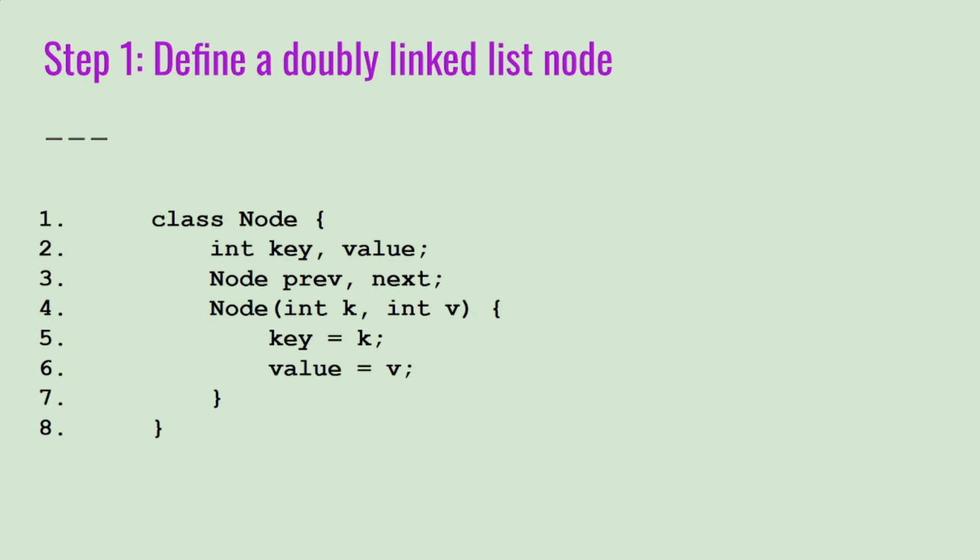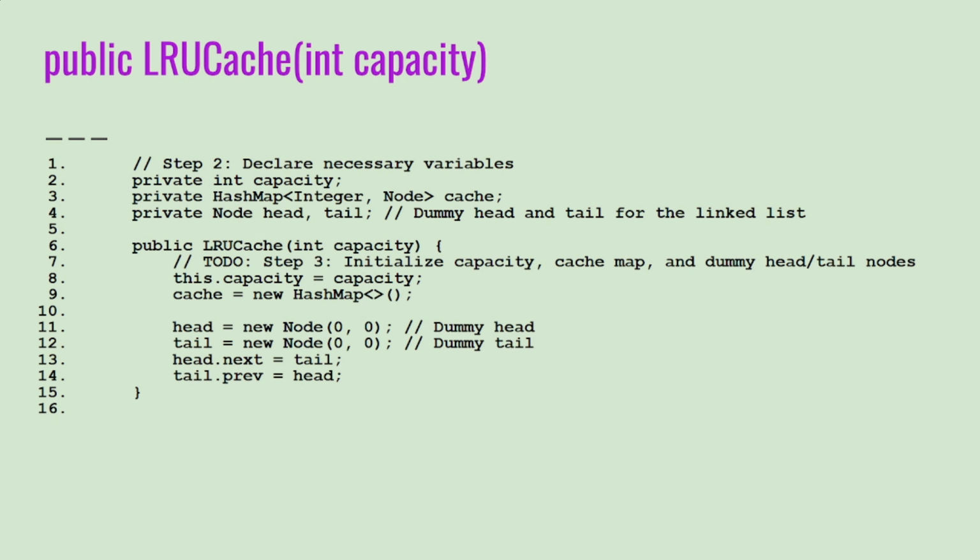So first we will define a node. This node will have a key and value pair. Then this node contains previous and next node, and the node has a constructor that will take a key and value pair. Whenever we write a node, we have to pass a key and value pair. So each key is treated like a node. These are the necessary variables that we need to implement.